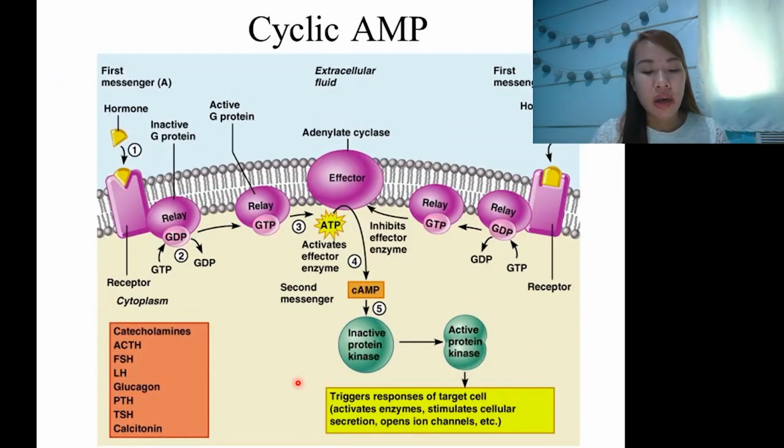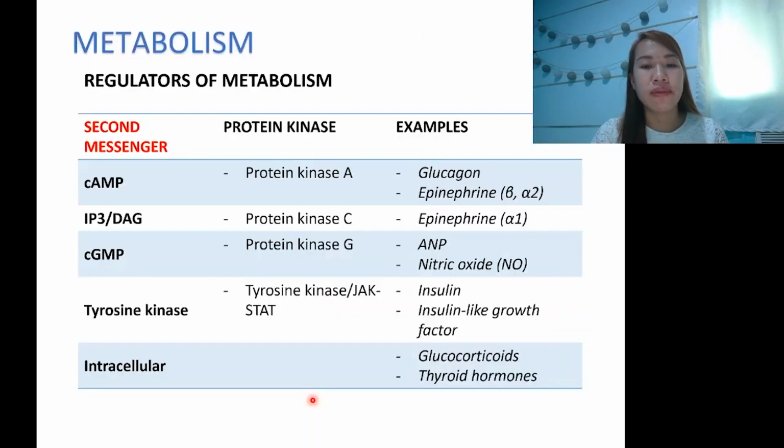So this is a larger picture of what we have seen earlier about the second messenger. Again, there's the first messenger, which is a hormone attaching to the receptor, causes different chemical reactions, then activating the second messenger, which in this case is cAMP, then producing the trigger response that we want to achieve, or that the body or the cell wants to achieve.